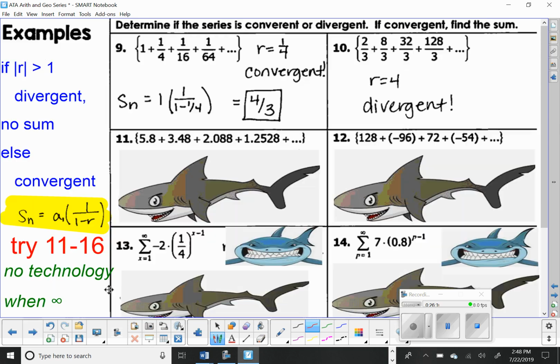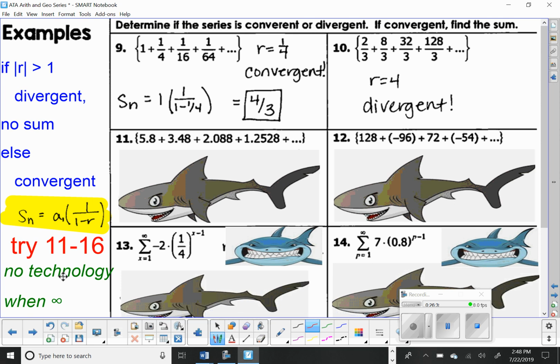Now, let's take a look. Here are some examples. Over here, I've got this: if the absolute value of r is greater than 1, divergent, no sum, else convergent. And you are going to do this formula. Try 11 through 16. No technology when there's infinity. When you see a summation with the infinity, you cannot use technology because you don't have an infinity button on your calculator or on Desmos.